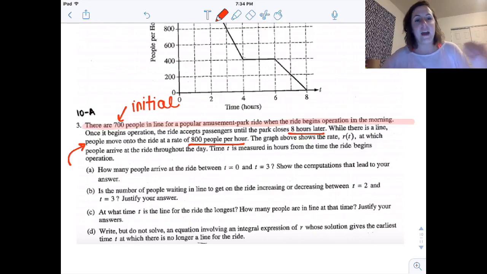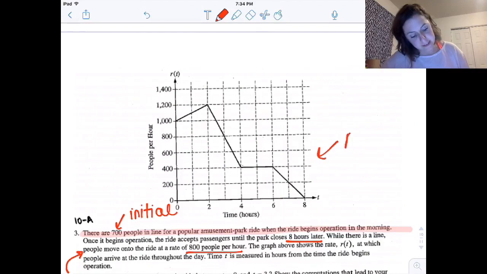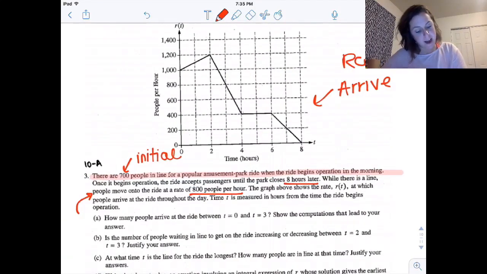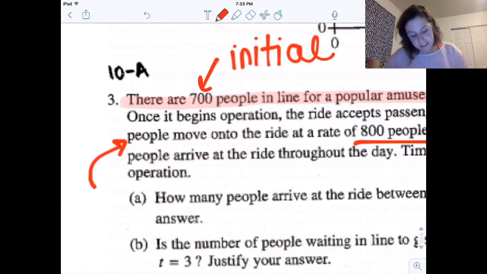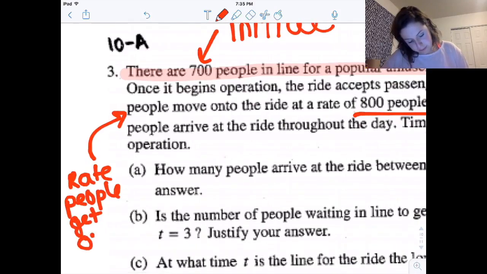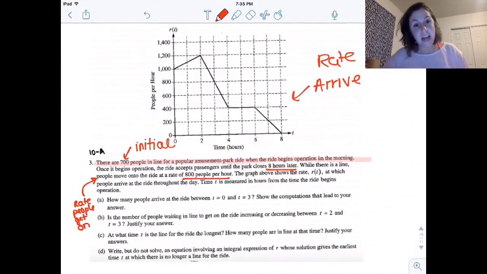So how many people arrive at the ride between 0 and 3? Let's think about this. People that arrive at the ride. This is the rate that people arrive. The graph shows the rate at which people arrive. This is the rate people get on. So part A says, how many people arrive at the ride between 0 and 3? What I need to think about for that is the integral of the rate that they arrive.